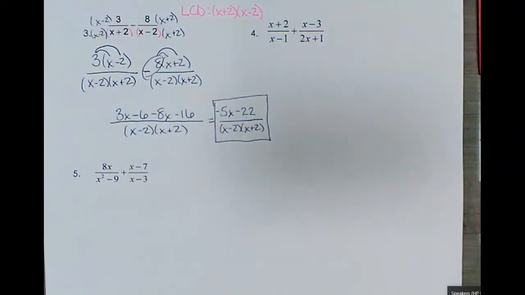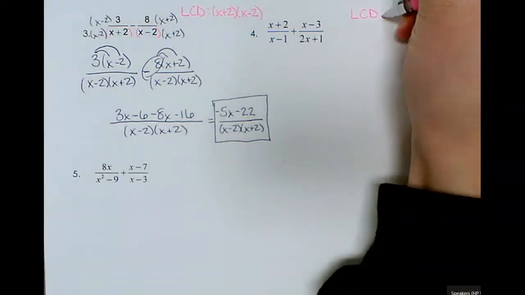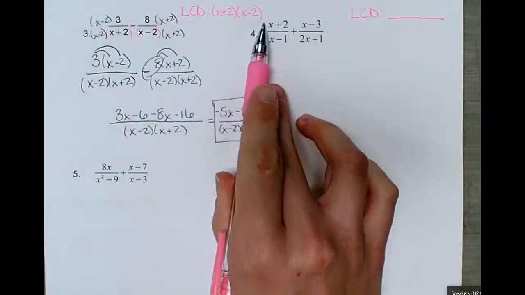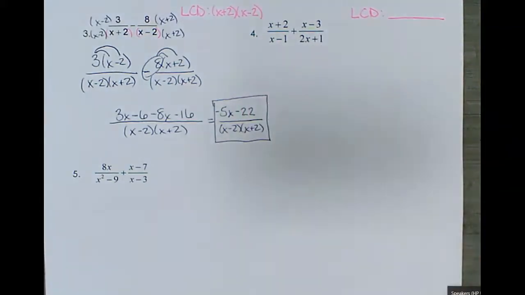Okay. Let's try number 4. Because number 4 is already factored, I'd like for you to write your least common denominator. And then after you write your least common denominator, I'd like for you to see if you can figure out what to multiply this fraction by on top and bottom, and this fraction by on top and bottom, so that your denominators can be the same. So find your least common denominator, and then try to multiply both fractions, whatever they need to be, to get those common denominators.